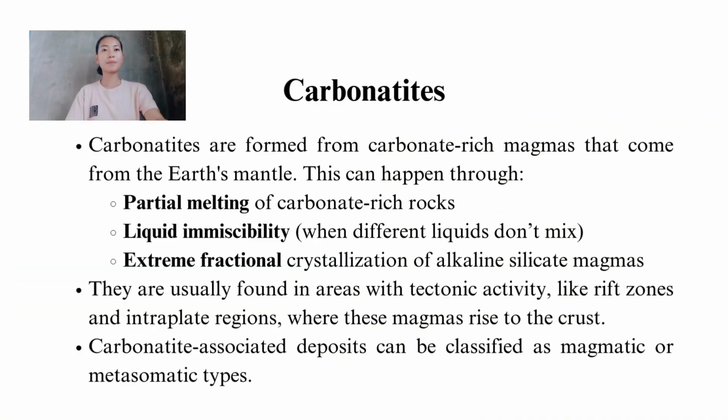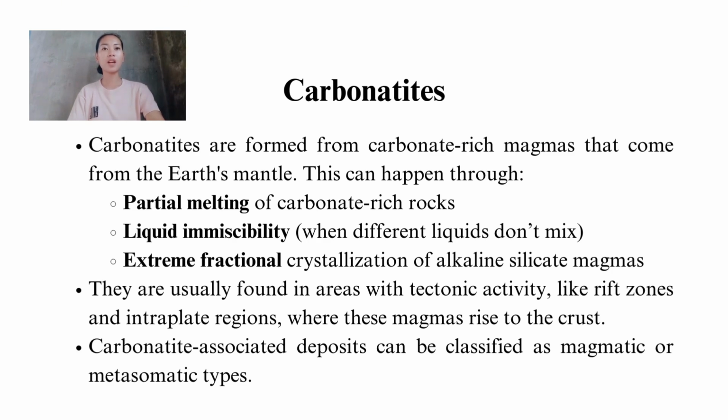The next type of magmatic concentration deposits is carbonatites. It is formed from carbonate-rich magmas that come from the Earth's mantle. This can happen through partial melting of carbonate-rich rocks, liquid immiscibility, which is when different liquids don't mix, or extreme fractional crystallization of alkaline silicate magmas.